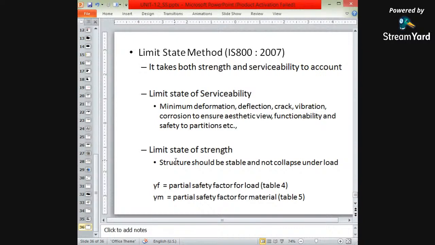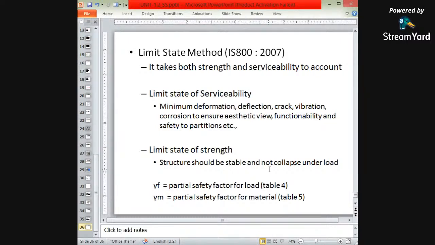Next is the limit state of strength. The structure should be stable and not collapse under loads. So the limit state of strength means it will take the maximum load and it will not collapse, without fractures. This will be considered in strength. Again, gamma f is the partial safety factor for load, mentioned in IS 800:2007 Table 4, and the partial safety factor for the material is mentioned in Table 5. All of these will be considered in steel structures.